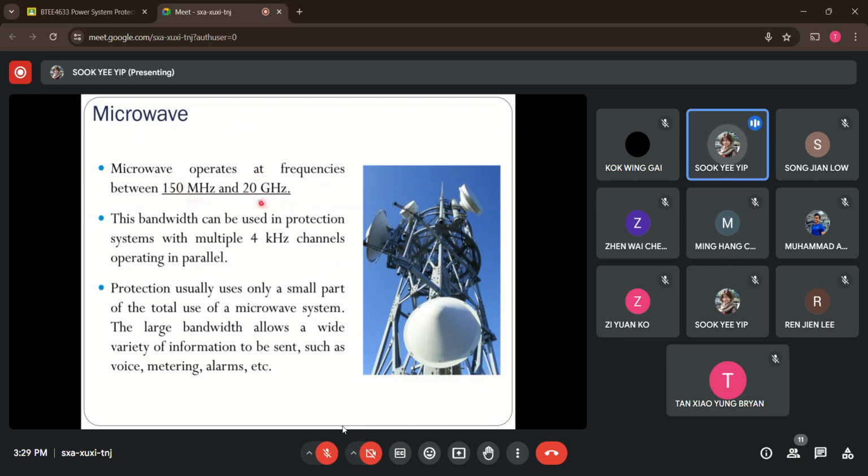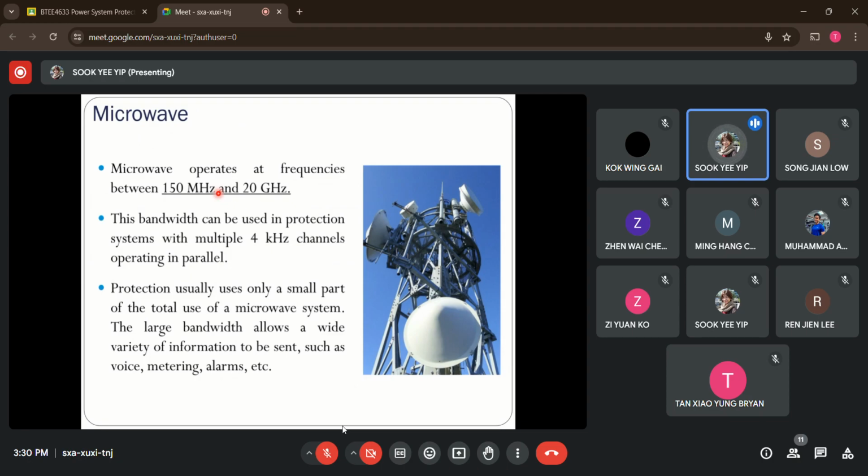So you can see the signal band, the frequency is actually quite high. For this bandwidth, the frequency available, of course, you can use in the pilot protection scheme in multiples of 4 kilohertz for each channel, and each of them should be operated in parallel. The microwave system can also be used for another purpose as well, because the available range we can select is actually quite large.